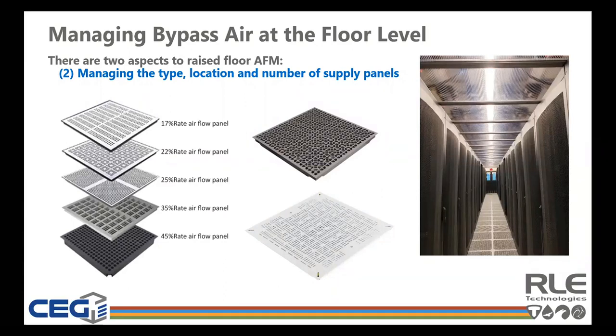In the past, when server rack densities were lower, most data centers just used the standard 25% perforated panel, and that could typically keep up with rack densities in the 2 to maybe 4 kilowatt range. With today's higher density racks, it's now much more common to see high performance airflow panels used, like the two shown here in the center of this slide.